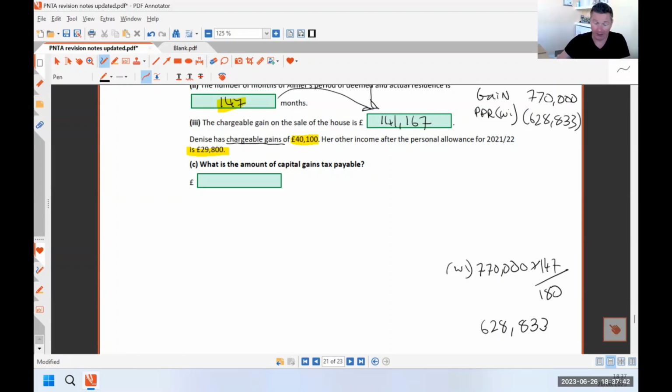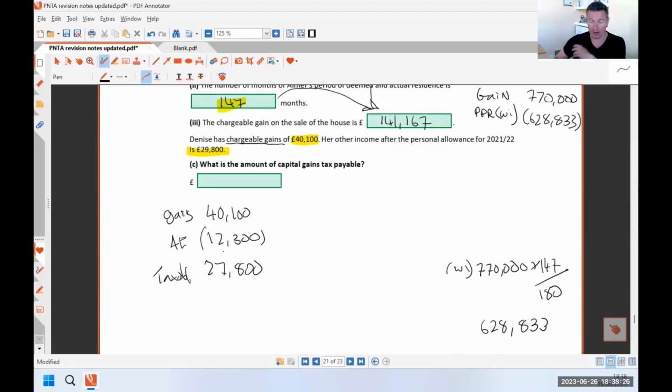So here, chargeable gains, we need to take off the personal allowance. No, sorry, annual exempt amount. So she's got £40,100 of gains. Take off the annual exempt amount, AE: 40,100 minus 12,300 gives a figure of 27,800, which would be taxable. And that's 12,300 to come off. So now we've got taxable gains, we can then tax it.